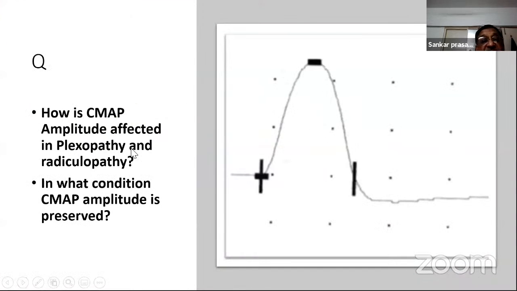How is CMAP amplitude affected in plexopathy and radiculopathy? In what condition is CMAP amplitude preserved? Anybody can answer this question. How is CMAP amplitude affected in plexopathy and radiculopathy? In what condition is CMAP amplitude preserved? Anybody would like to answer this question?